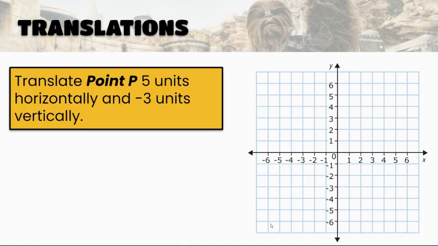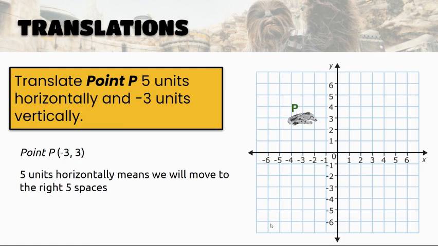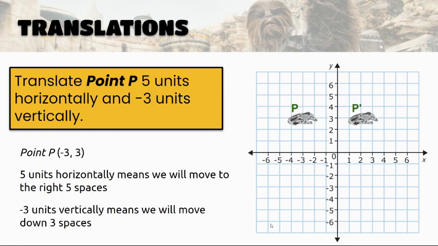So it says translate point P 5 units horizontally and -3 units vertically. Okay, so there's point P. I'm going to move it. It's currently at -3, 3. And I'm moving it 5 units horizontally, means we're going to move 5 spaces to the right because that's a +5. And when we think about horizontal, we're thinking about X, and X is positive to the right. So I move 5 spaces right.